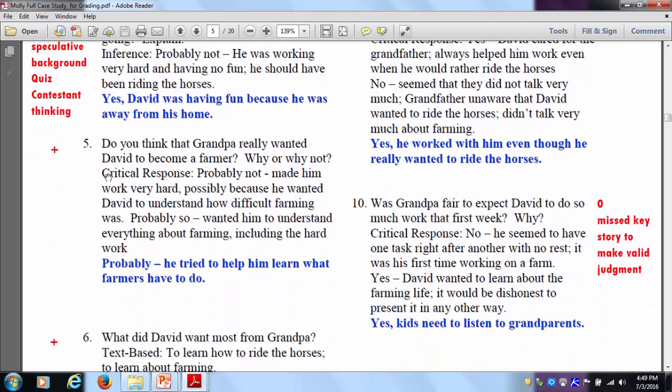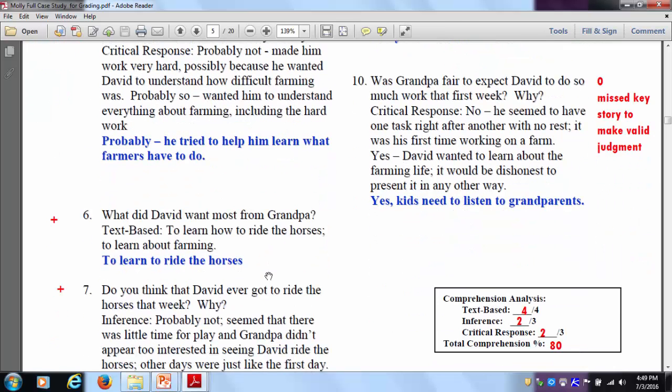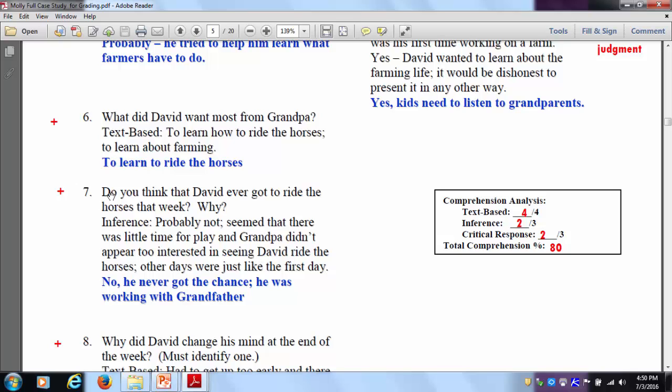5. Do you think Grandpa really wanted David to become a farmer? He says probably. He tried to help him learn what farmers have to do. Then we moved on. What did David want most from Grandpa? A plus. To learn to ride the horses. 7, do you think David ever got to ride the horses? And he says, no, he never got the chance. He was working with grandfather.